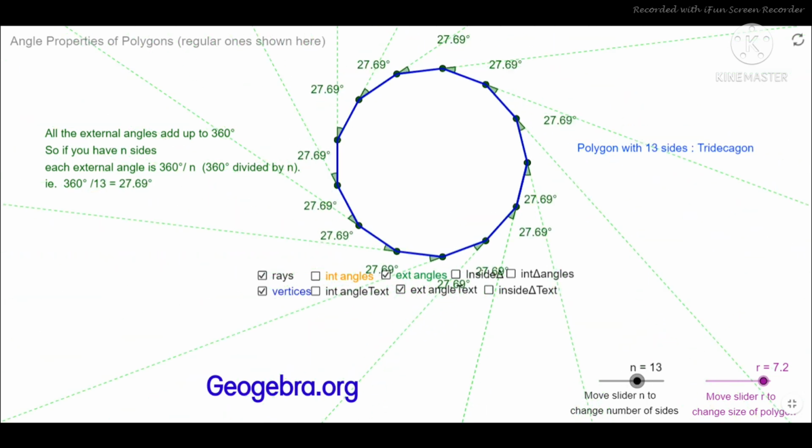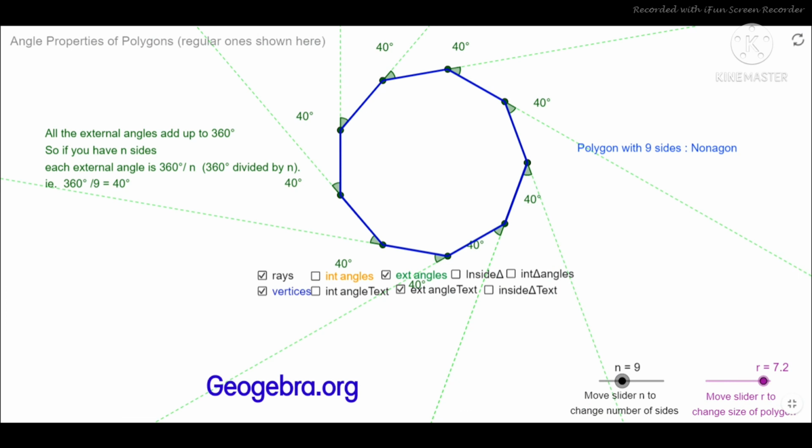and explore it on your own and get the result in front of you. You can see this, each exterior angle equals, just remember the formula, 360 degrees by n. So in this way, please go through the links given in the description box and use the applet and understand the basic concepts behind the chapter.